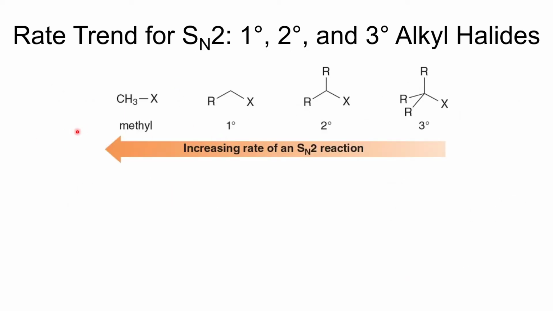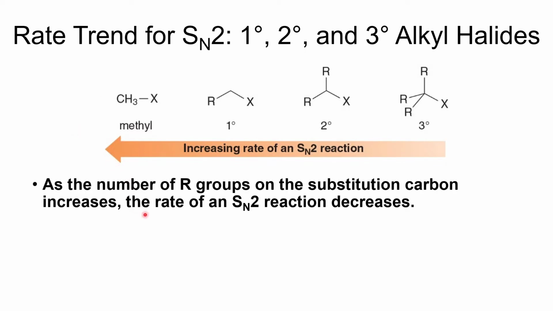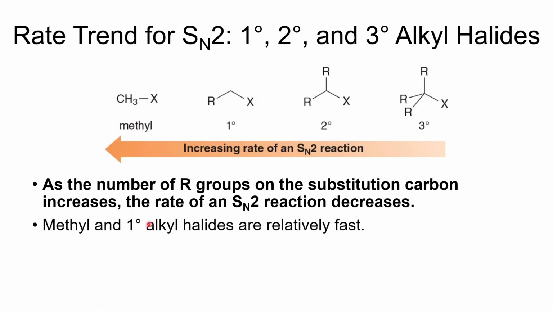Now let's look at the rate trend for the SN2 reactions. We're going to look at methyl, primary, secondary, and tertiary alkyl halides. We're going to find that the less substituted the alkyl halide is, the faster the reaction goes. So as the number of R groups increases, the reaction will go slower. And as the number decreases, the reaction rate will increase. So we'll find that for SN2 reactions, methyl goes really, really fast. Primary goes pretty darn fast. So methyl and primary alkyl halides will go relatively fast compared to the other alkyl halides.